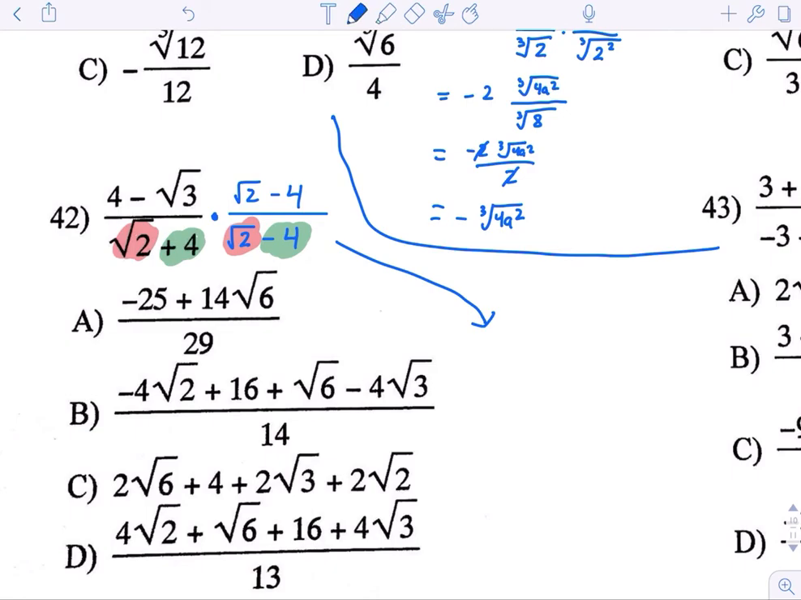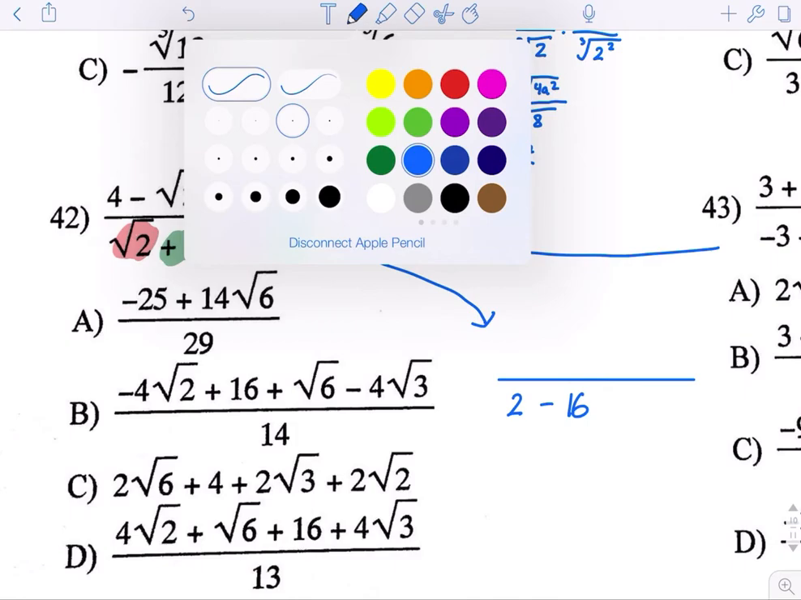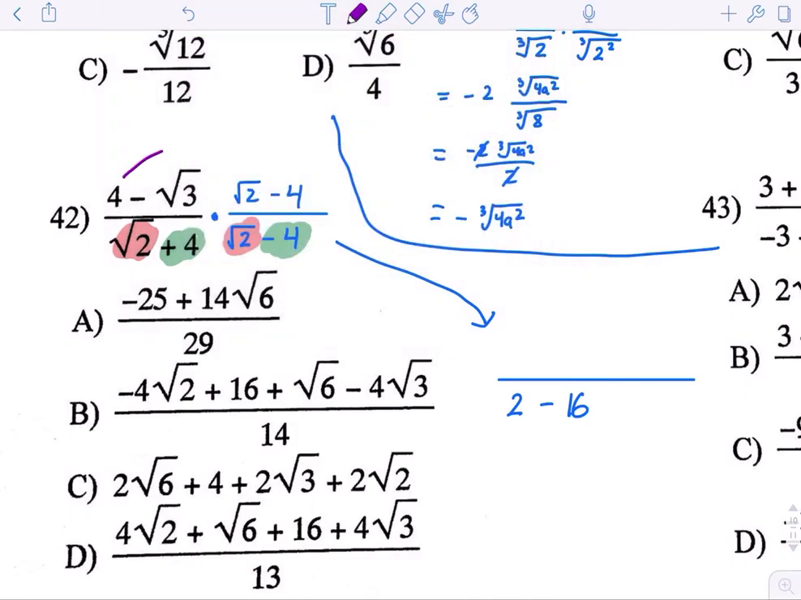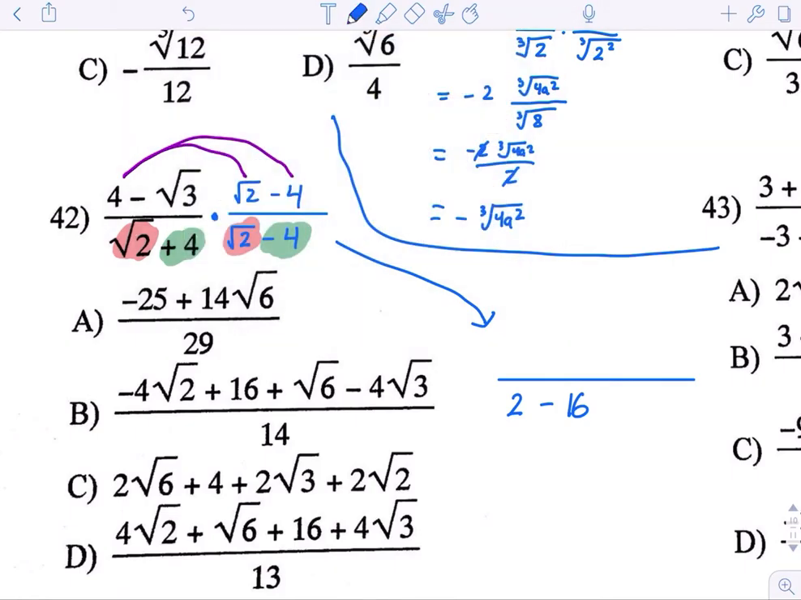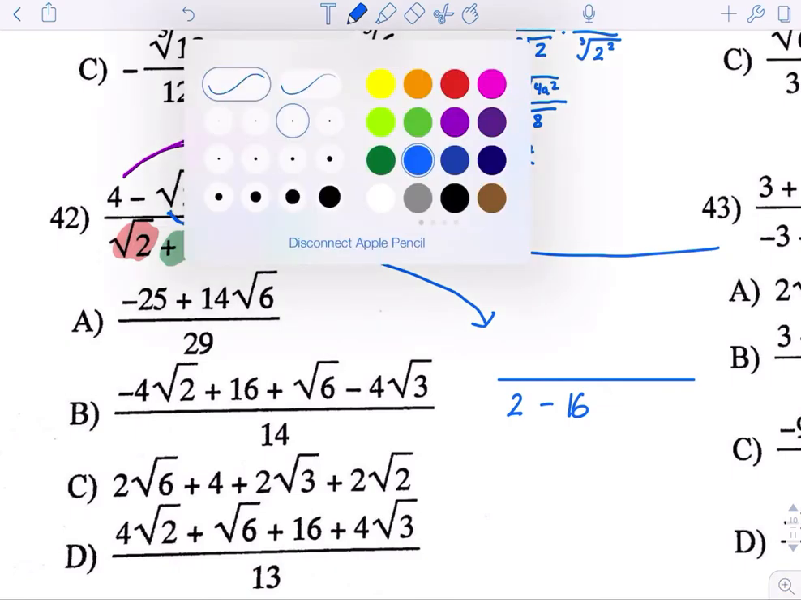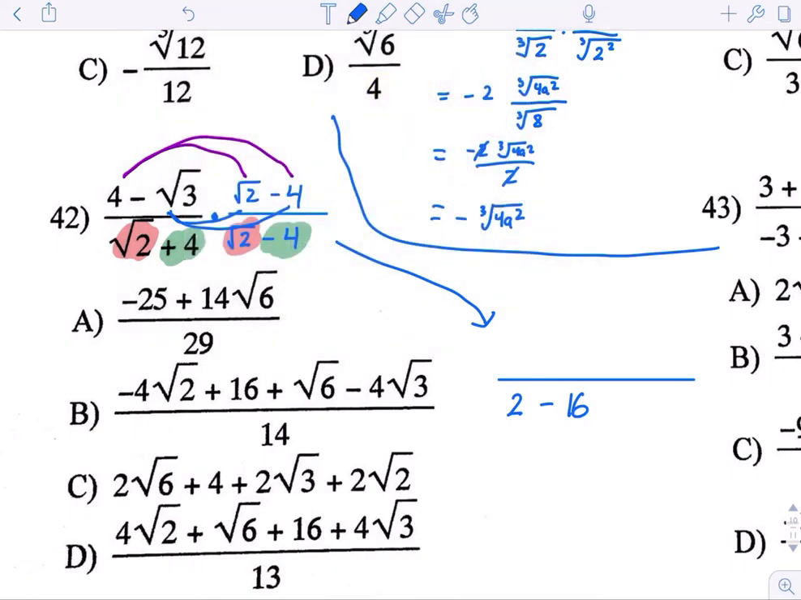So we are going to have radical 2 times radical 2 is 2. 4 times -4 is -16. Now on the top, right, so 4 times this one, distribute 4 to both, and then you guys would distribute -√3 to both of those. So on the top, 4 times rad 2, 4 rad 2. 4 times -4, -16.